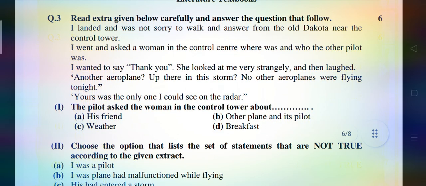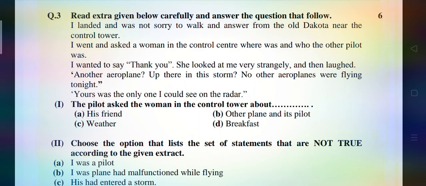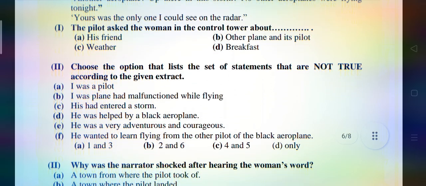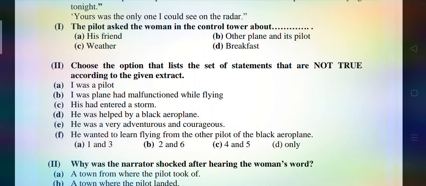"I landed and was not sorry to walk away from the old Dakota near the control tower." This extract has been taken from, I think, the second chapter of First Flight. On the basis of this passage, you will answer these questions. The pilot asked the woman in the control tower about his friend, whether the other plane and its pilot had arrived. Choose your answer in the answer sheet and get your marks.